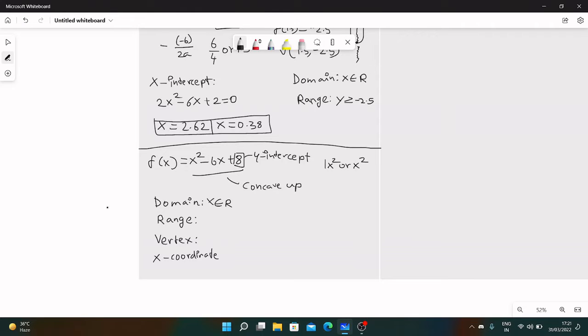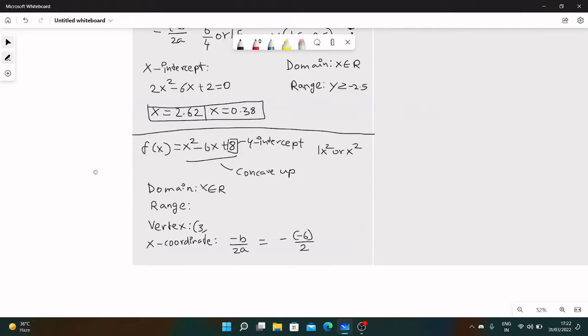For that we have to use the formula minus b by 2a. So that will be minus 6 by 2 into 1, which is 2. So that will be x equals minus, and minus will cancel out, 6 by 2 is 3. So the vertex we have is 3 comma something.